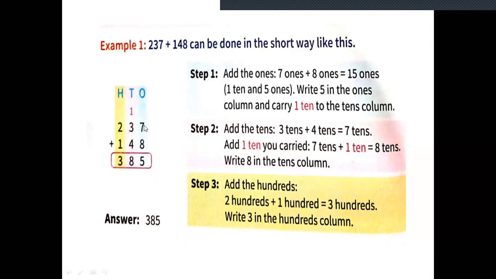Okay. See here, if you add the ones place, 15 came. 15 is nothing but 1 ten and 5 ones. So you write 5 ones in the ones column and 1 ten in the tens column. You are carrying over 1 to the tens column. You have to remember that and add it. It is very easy. First add the ones place, then the tens place, then the hundreds place. The answer for 237 plus 148 is equal to 385.